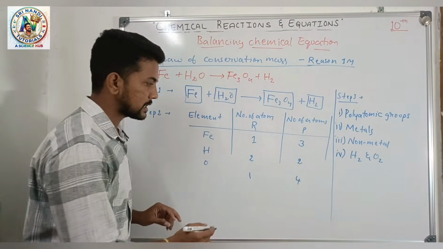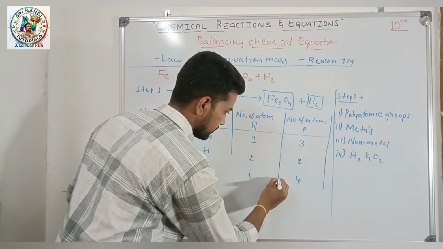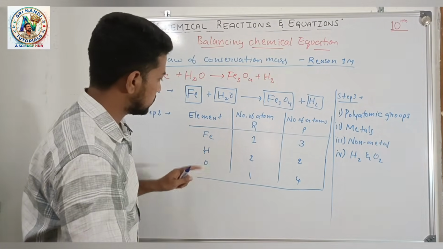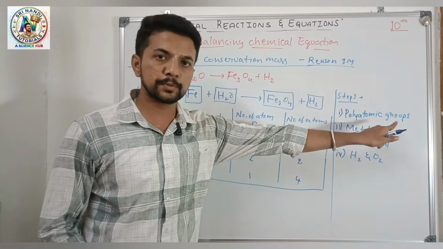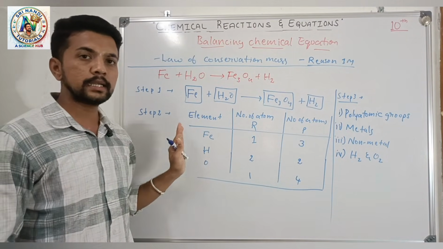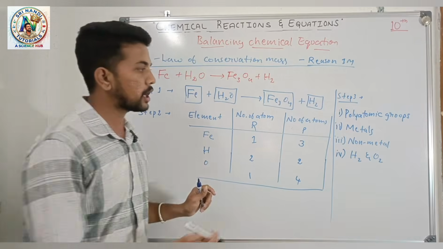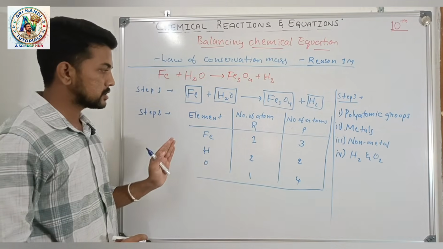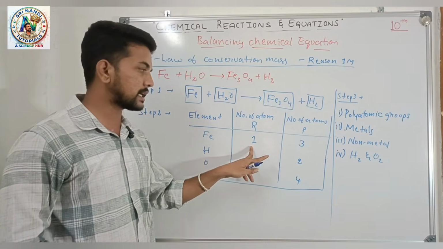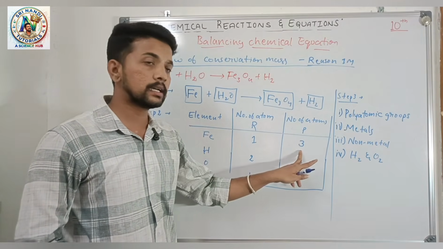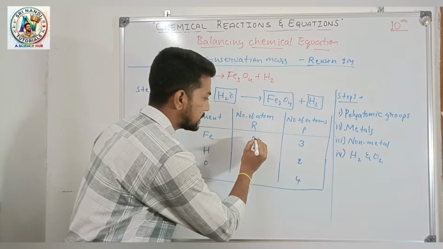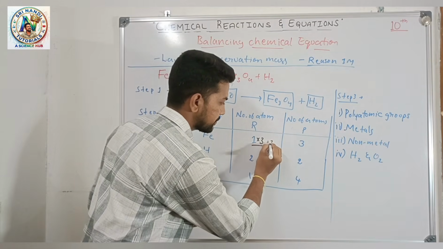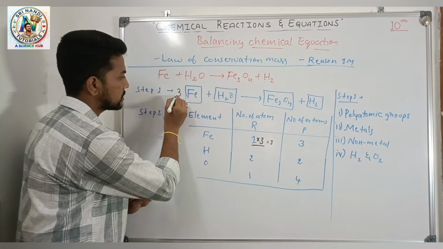Okay, so if we observe, first polyatomic groups, there are no polyatomic groups in this chemical equation. So then you have to balance the metals. Here iron is a metal. In the reactant side there is only one iron, but in the product side there are 3 iron atoms. So you have to multiply by 3 on the reactant side. Then it becomes 3. So here 3.